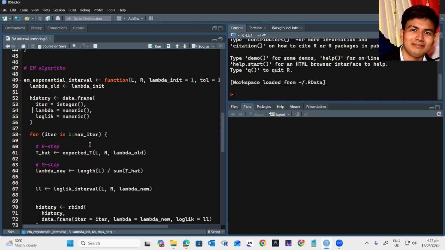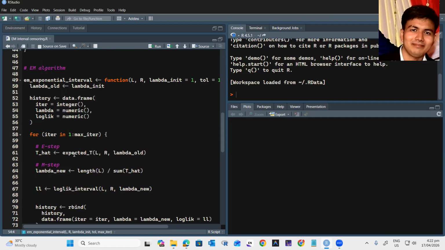All right. So here L and R are the required data vectors. Lambda initial is the initial guess for lambda. Basically by default we took it as equal to 1, and tolerance is the convergence tolerance that we have taken by default, that is 10 raised to the power minus 8, and maximum iteration is the maximum number of iterations, how many times we are going to iterate, that is up to 1000 times.